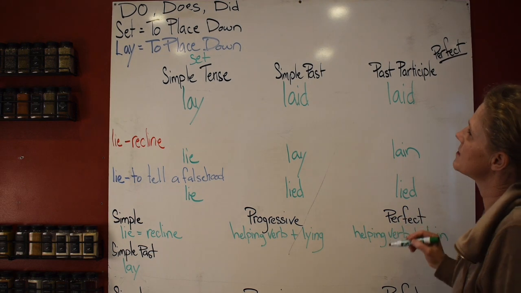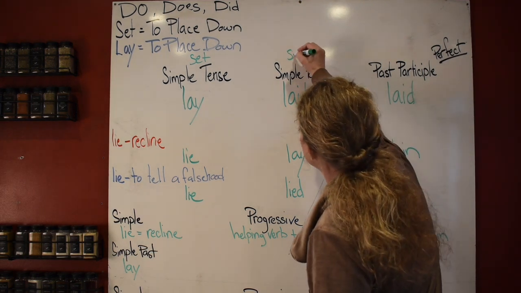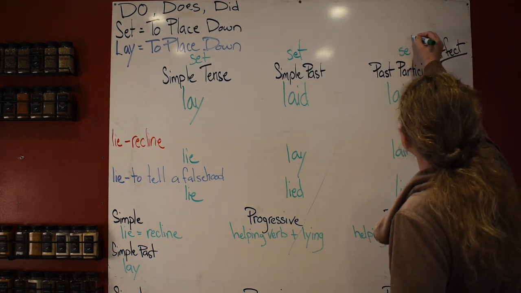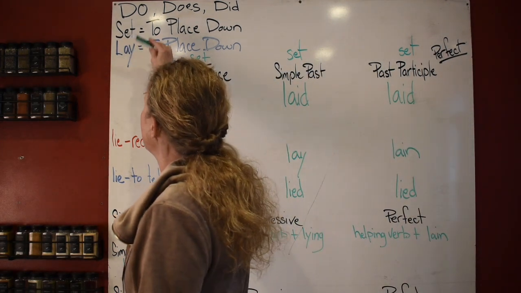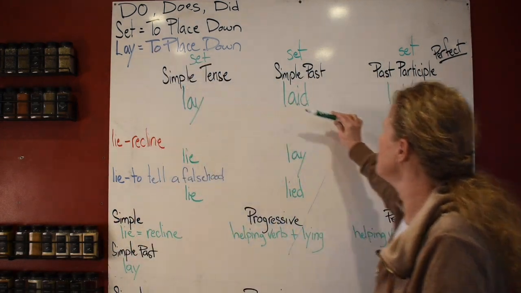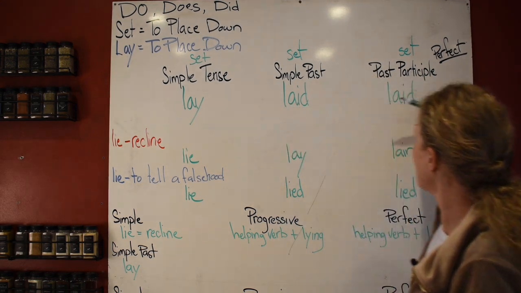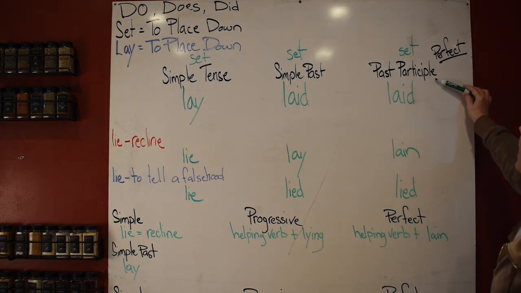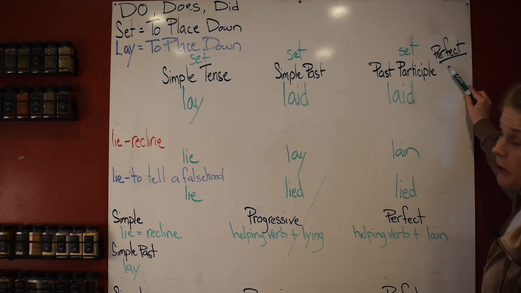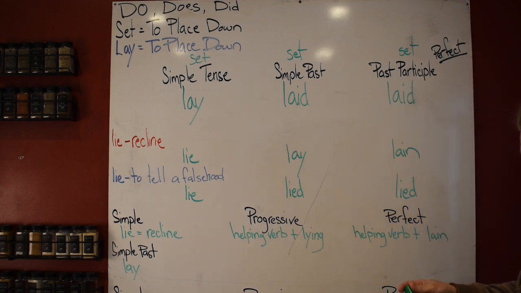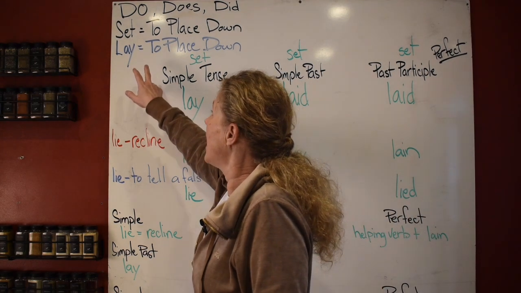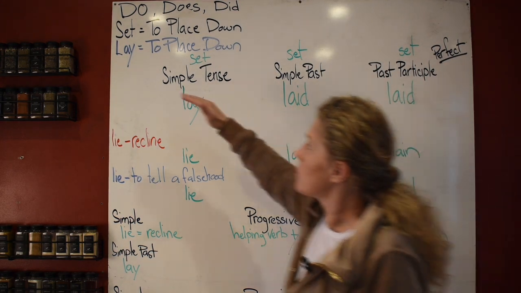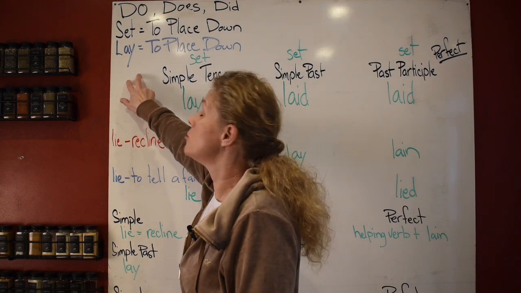What's the simple past of set? Set. What's the past participle of set? Set. So set is easy. So we are going to make sure lay comes off of set, but you need to remember what these tenses are. Simple tense is lay, simple past is laid, and past participle, and that keeps you in the perfect tense, is laid. Remember that lay also means a burden, which has the exact same tenses, but we're wanting to make sure that we're understanding how to use these in a sentence.